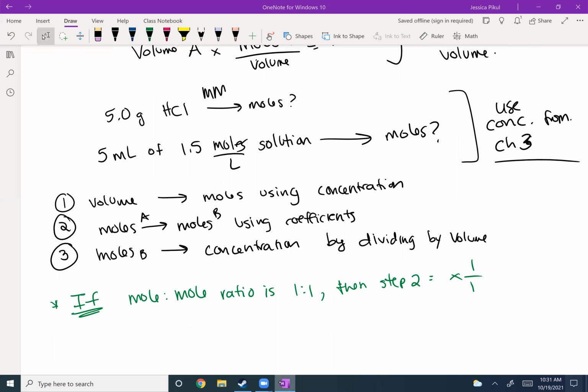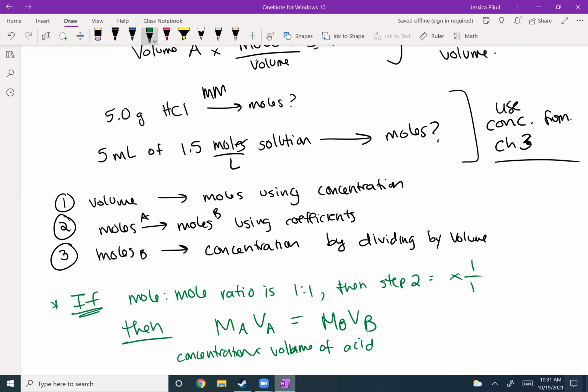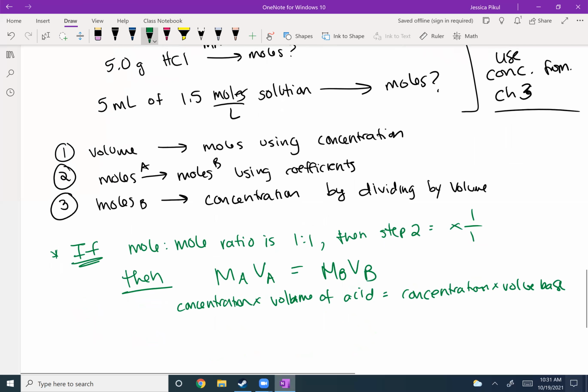And so then you can use this idea of MAVA equals MBVB, which is the concentration times the volume of the acid equals the concentration times the volume of the base, which is really just combining steps 1 and 3 above. And it really only works if you have that 1-to-1 mole ratio. So if you don't, and you use this equation, it won't give you the right answer.